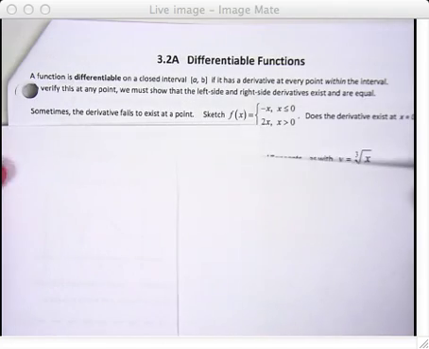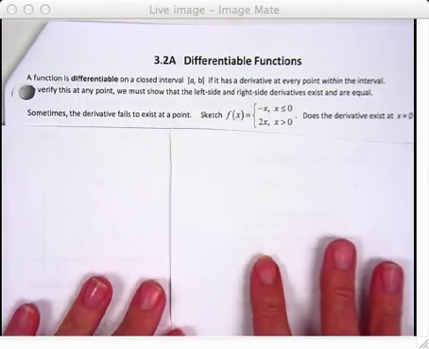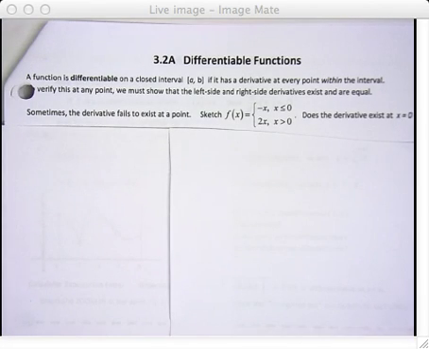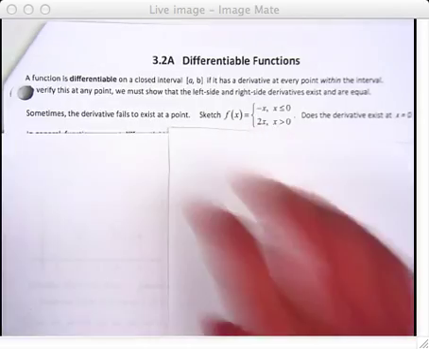All right, so it says sometimes derivatives fail to exist at a single point. So you have a slope everywhere, but sometimes you're going to see a picture where there's going to be one point where there isn't a derivative. So what we're going to do is draw this picture right here.